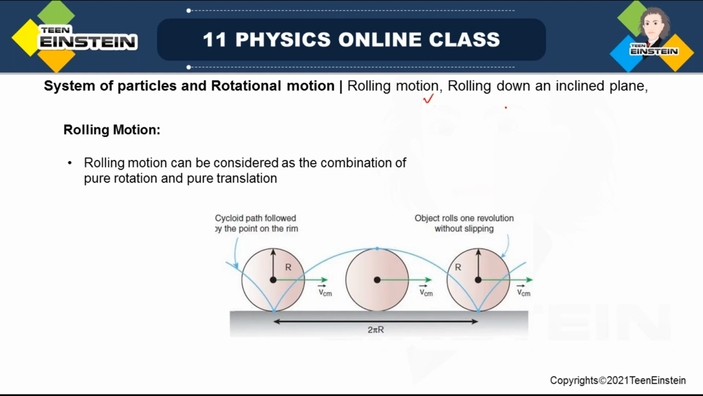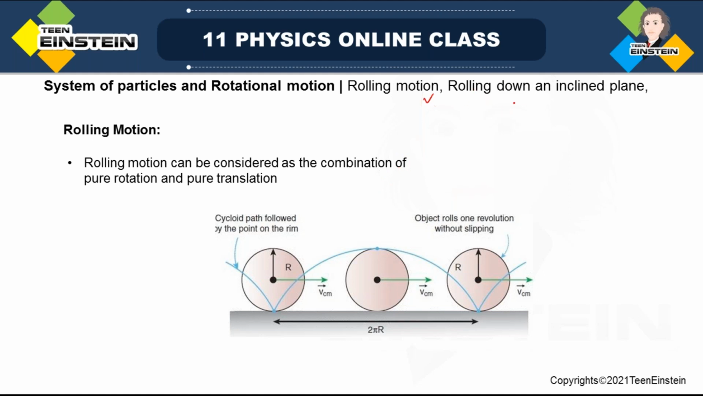So when an object is rolling down an inclined plane, what will be the velocity and what is the condition? The most important question will be: what is the necessary condition for a body to roll down an incline without slipping? So that condition we have to find out. Okay, so those things we'll be doing, and if time permits we'll take a few numerical examples.